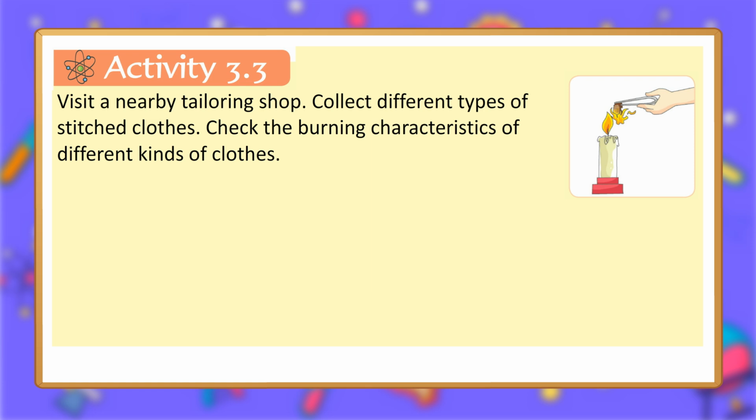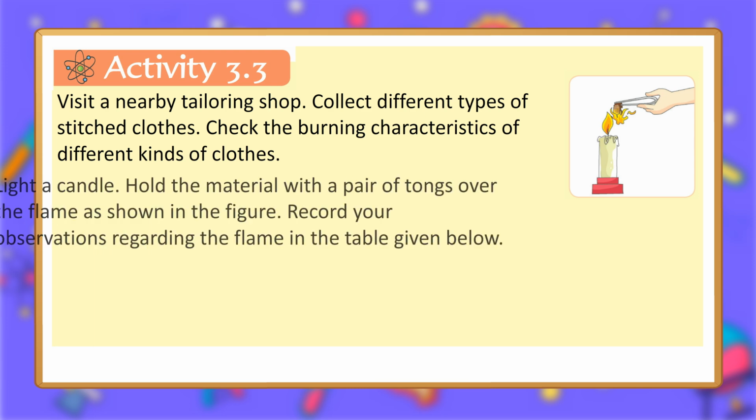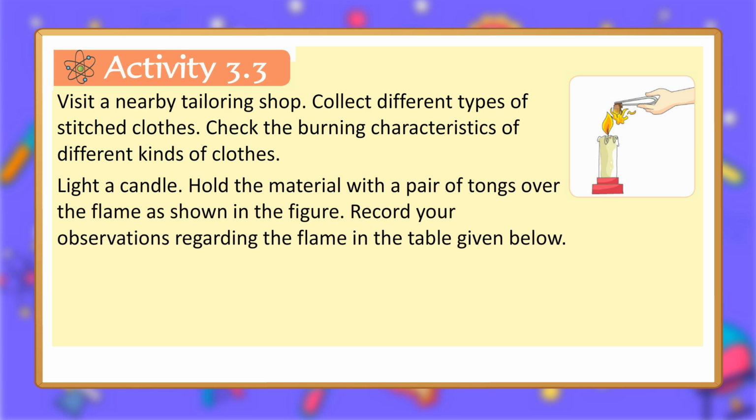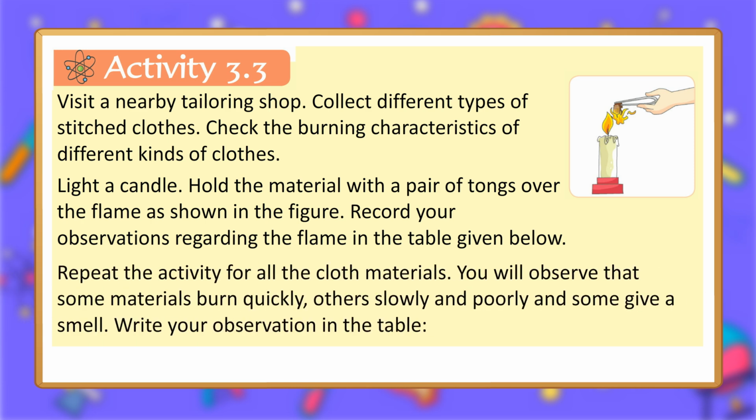Activity 3.3. Visit a nearby tailoring shop. Collect different types of stitched clothes. Check the burning characteristics of different kinds of clothes. Light a candle. Hold the material with a pair of tongs over the flame as shown in the figure. Record your observations regarding the flame in the table given below. Repeat the activity for all the cloth materials. You will observe that some materials burn quickly, others slowly and poorly, and some give a smell. Write your observation in the table.